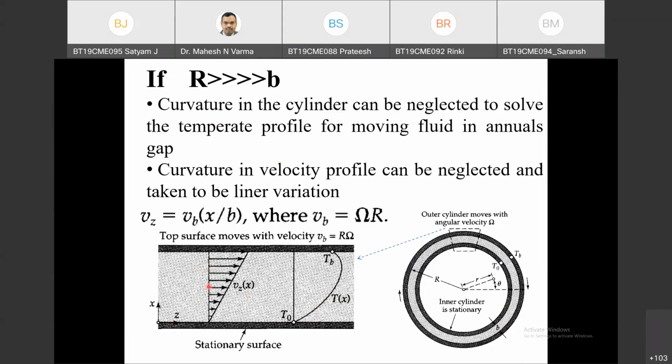Directly you can write. If you don't want to assume this, neglecting this curvature, then all the problem will be a cylindrical coordinate problem, which is difficult to solve. So with the small assumption that R is very larger than b, I can neglect the curvature and the curvature of the velocity profile, I can get a velocity profile, and this cylindrical coordinate problem can be solved by using a Cartesian coordinate system.